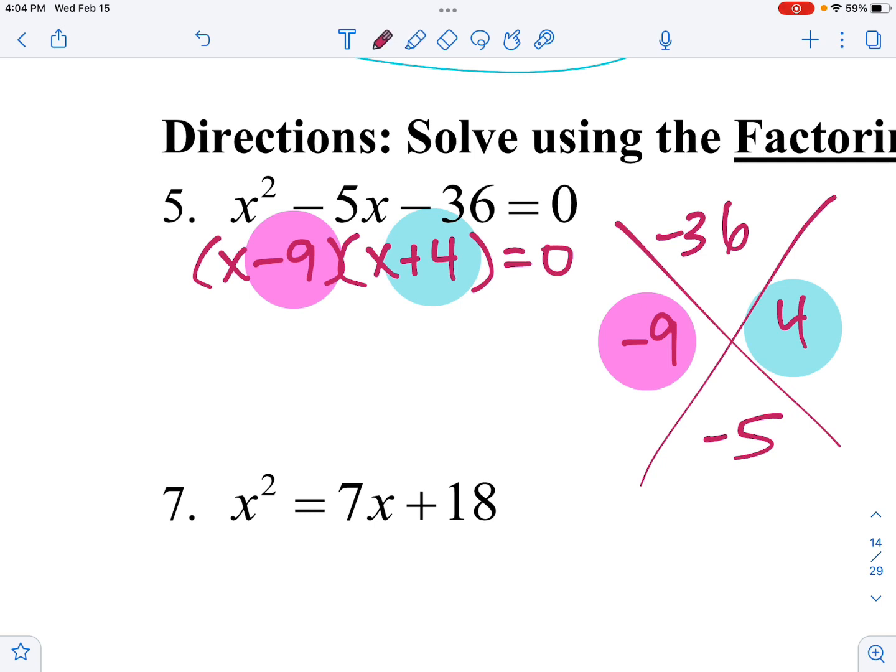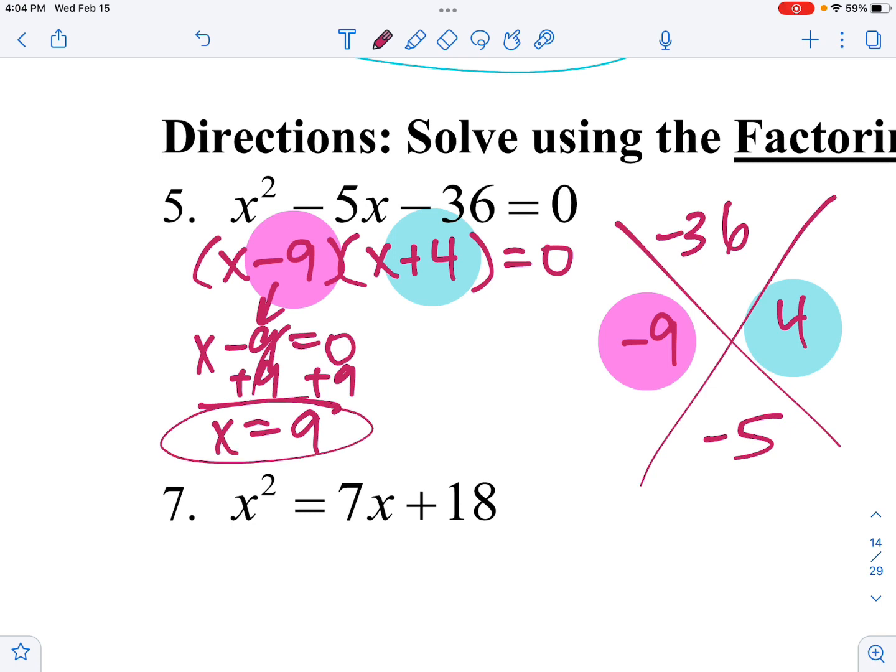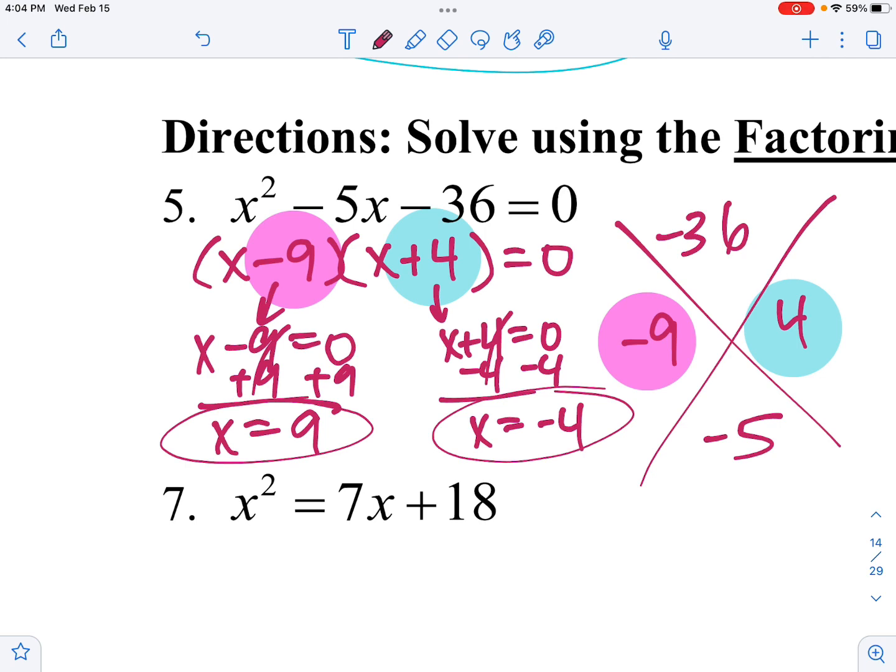The last thing you have to do is equal both of these to 0. x minus 9 equals 0. That means I'm going to add 9 to both sides, and my first answer is 9. I'm going to do the same thing over here. x plus 4 equals 0. I'm going to minus the 4. And you get x equals -4. Both of those answers are good.